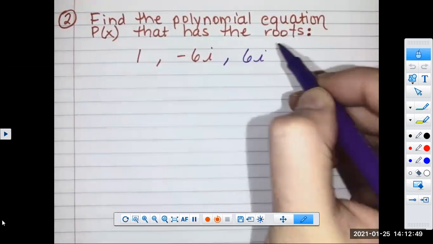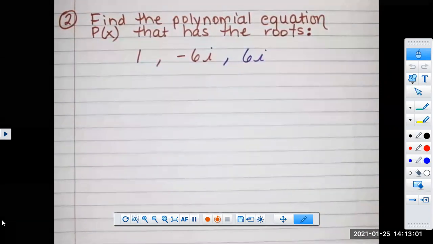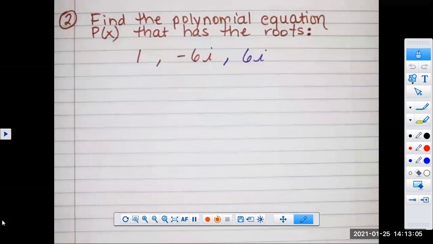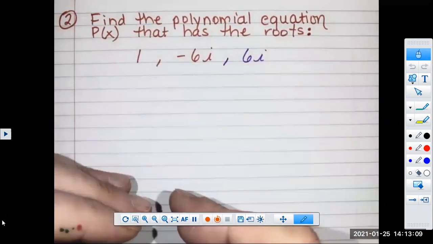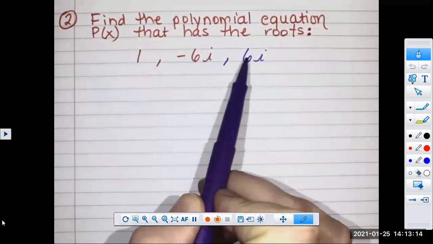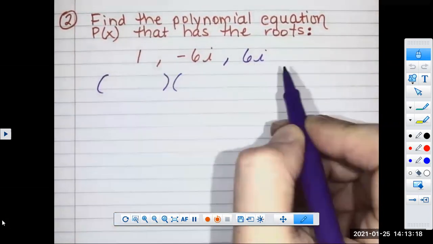Whole numbers, fractions, decimals, none of those have root pairs. So 1 is just a root by itself. This is why I said we're working backwards. These are actually the answers you would get if you solve the polynomial equation. You take these roots and you put them back in factored form.